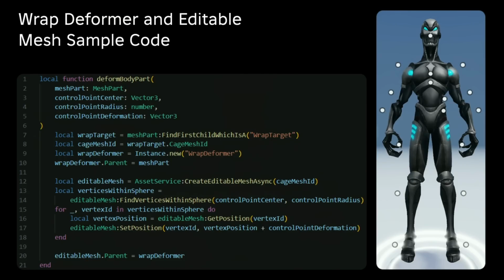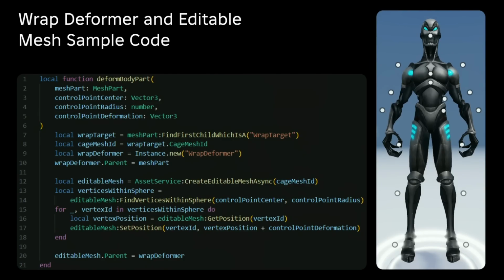That gets handled under the hood automatically. Let's take a look at this example here. We have a function called deform body part. It takes in a mesh part, that is the body part that is going to be deformed, a control point center, a control point radius, which defines the area in which we are going to do this deformation, and also a control point deformation, which is the amount of deformation that is going to be applied to that section of the body part.